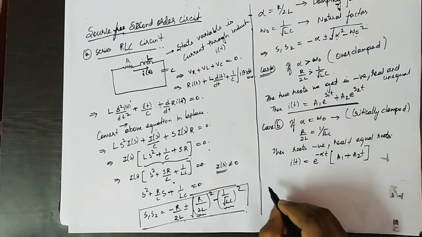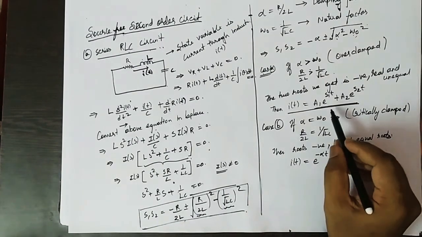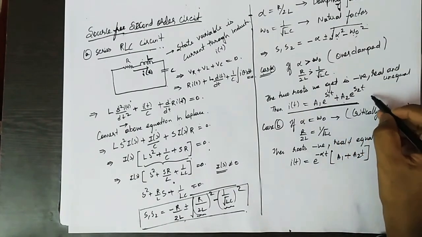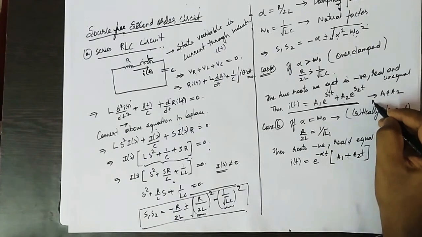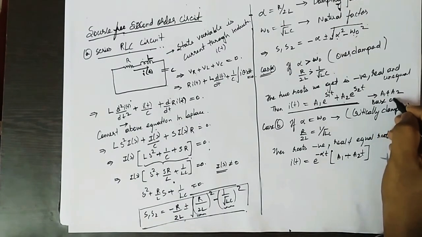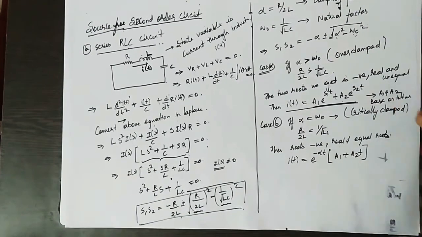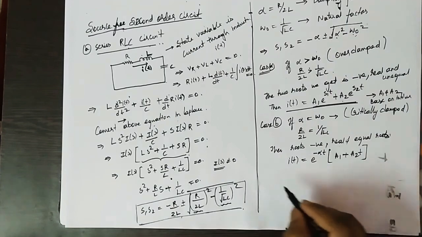Here you have to observe that a1 and a2 will depend on the initial values. A1 and a2 we will get based on initial values only. While dealing with sums, you will understand that they are based on initial values.